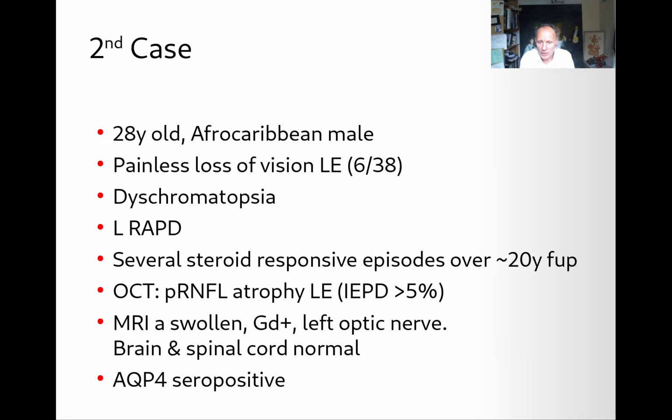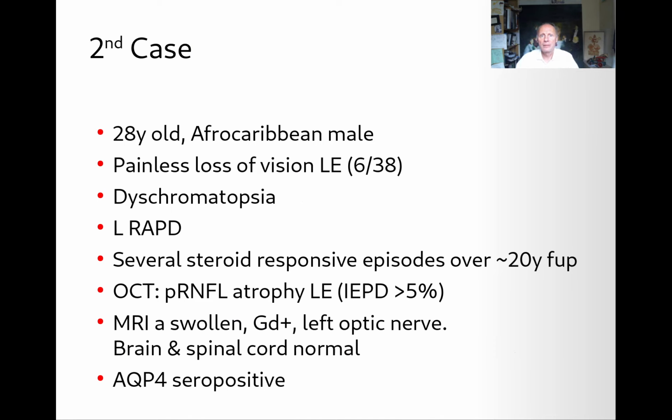Initially he responded to steroids. He had several episodes, all of which made vision worse, both right and left eye. After 20 years, still on OCT, there is RNFL atrophy with an inter-eye percentage difference of more than 5%. During acute attacks, the optic nerve is swollen, or for an atrophic nerve, it also shows contrast enhancement during an acute attack. When discovered, he eventually tested positive for the ICON2022 antibodies.